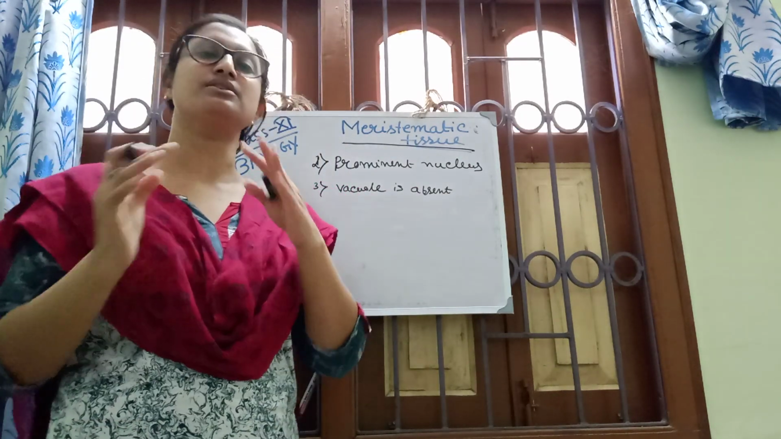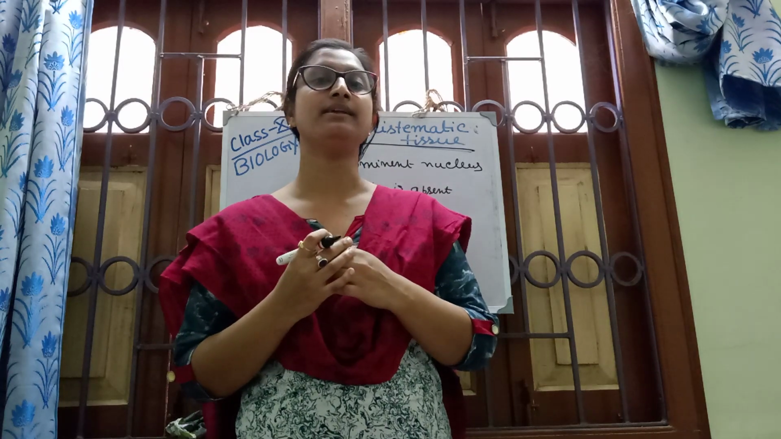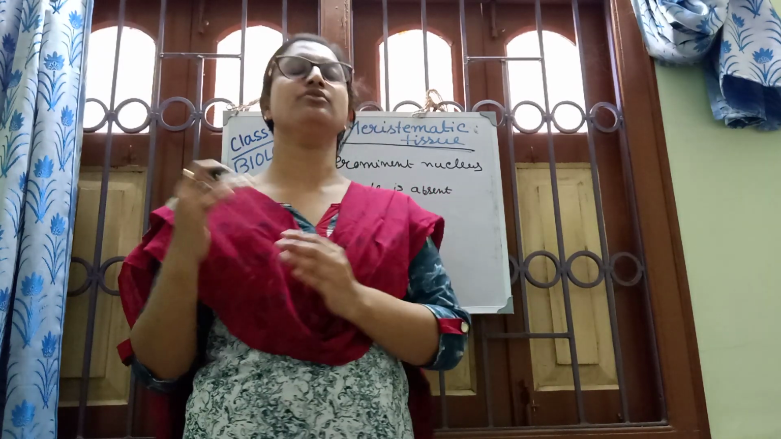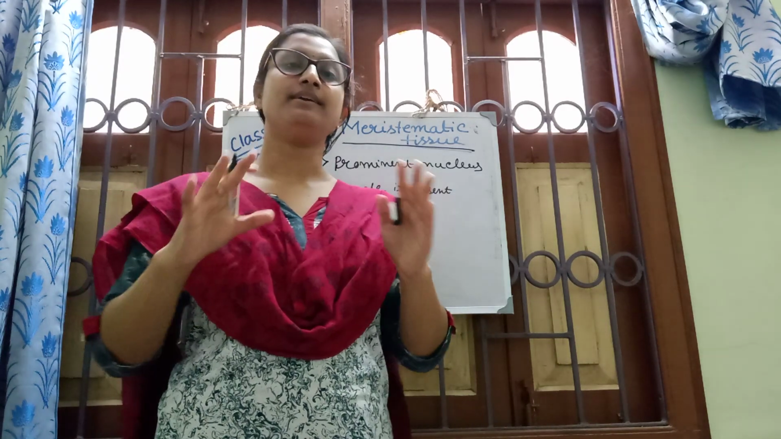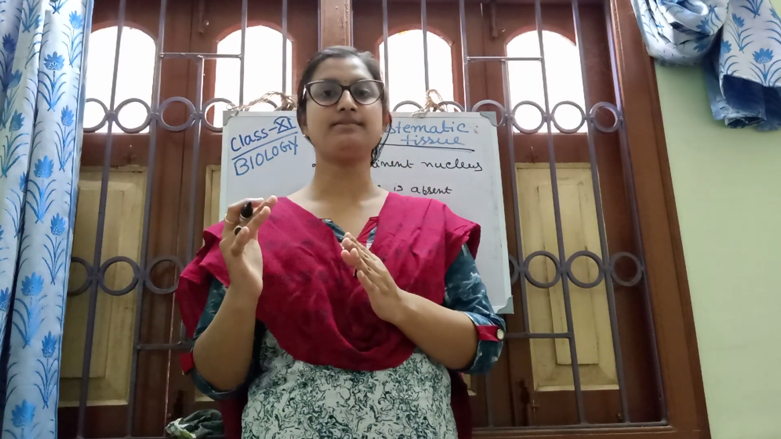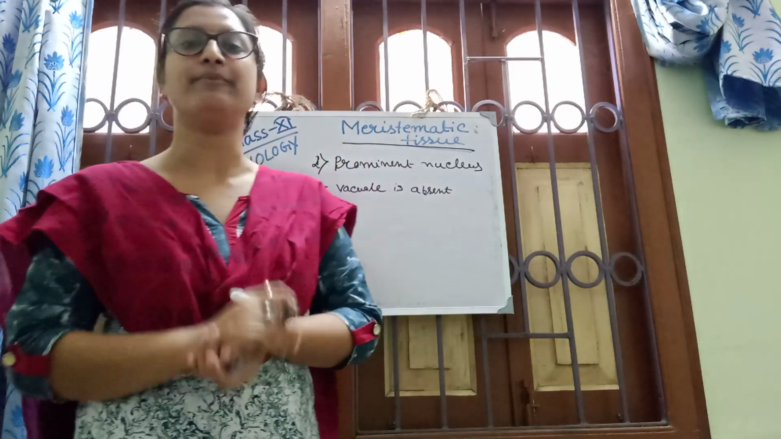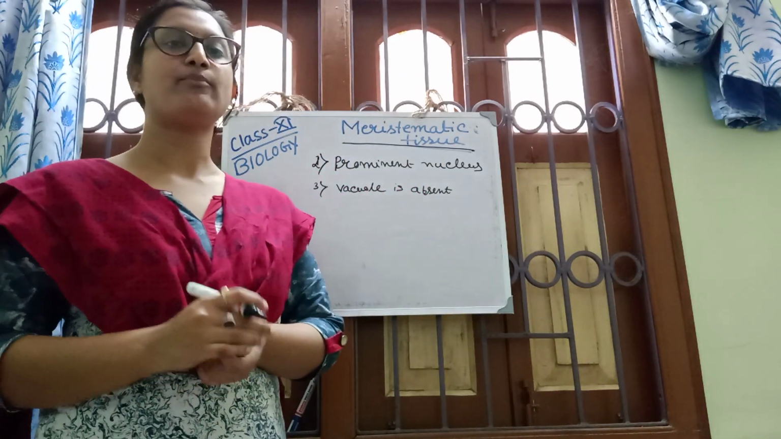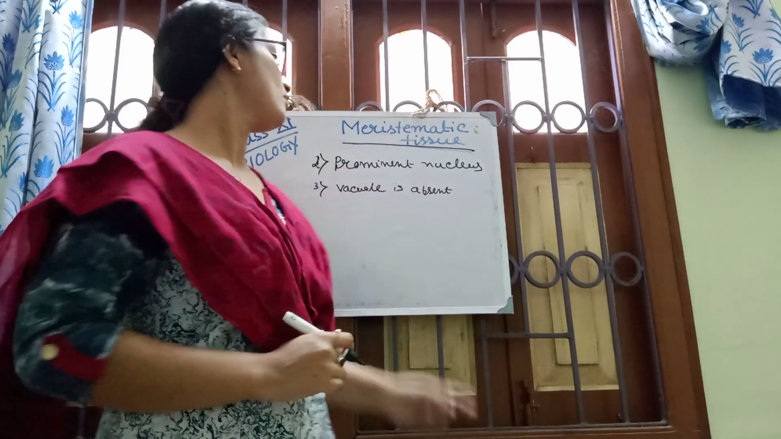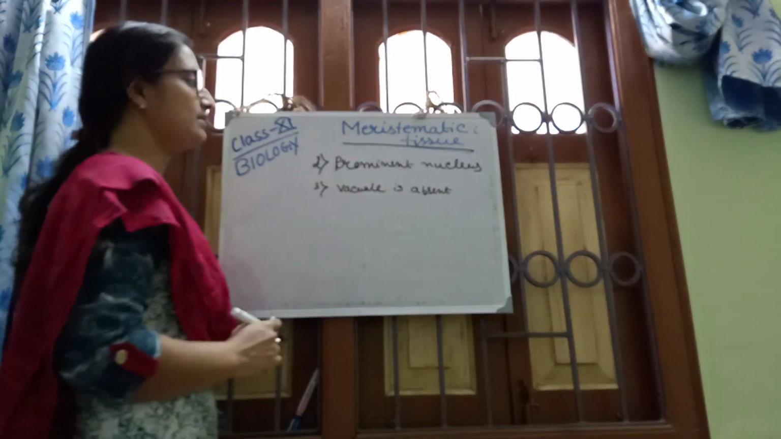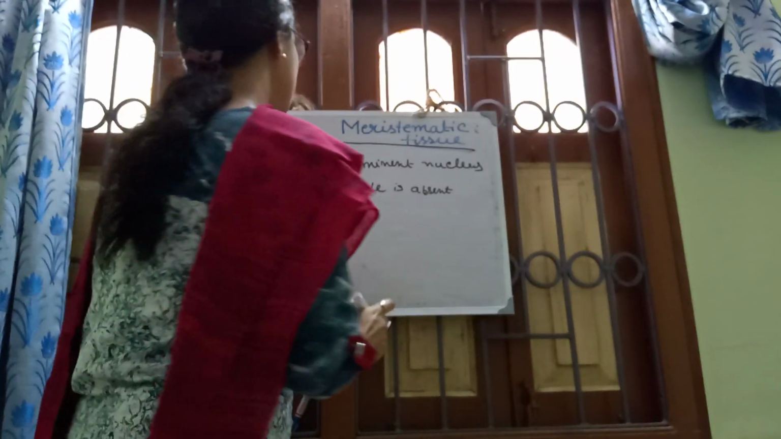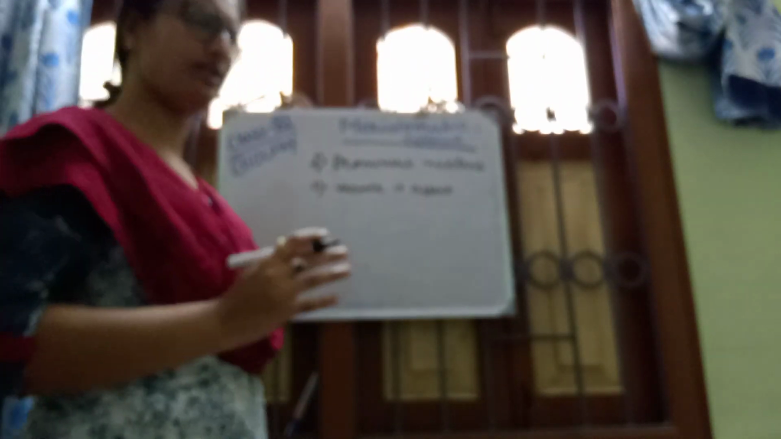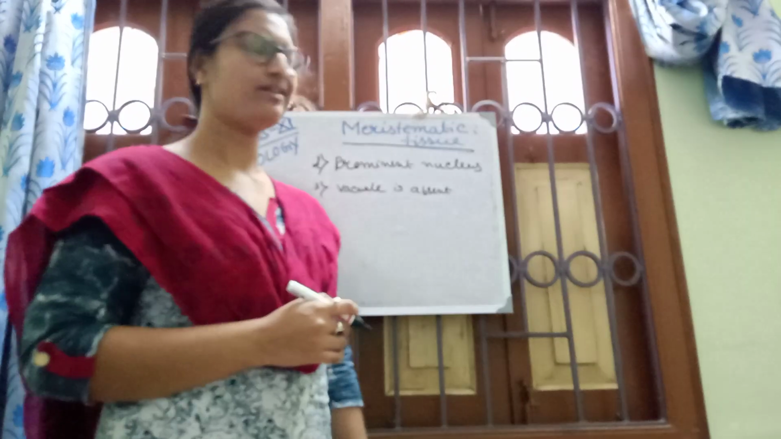Meristematic tissue means continuously dividing. The cells continuously divide to form new cells, and again these cells divide. After a few divisions, they mature and form a permanent tissue. So in meristematic tissue, a prominent nucleus is present, the vacuole is absent, the cytoskeleton is absent, and the cell wall is the primary cell wall.